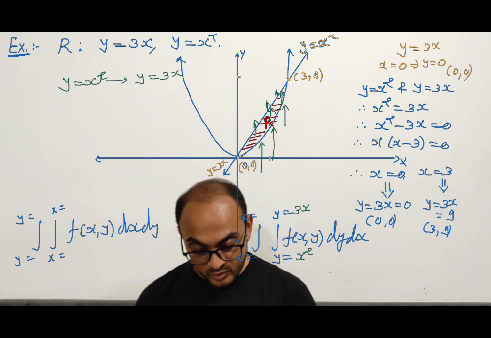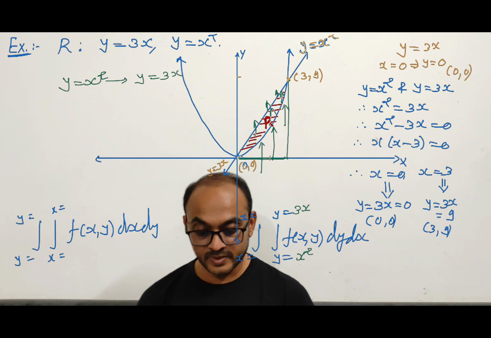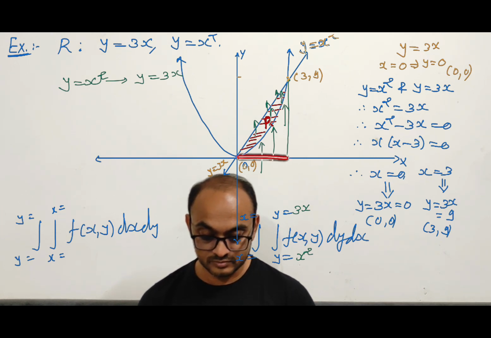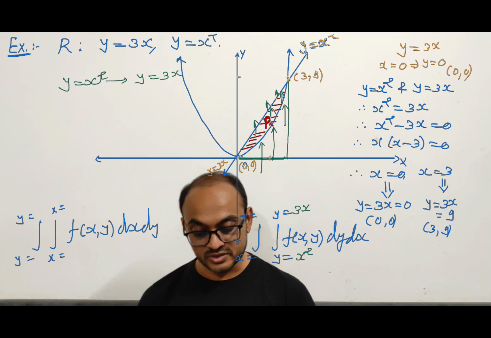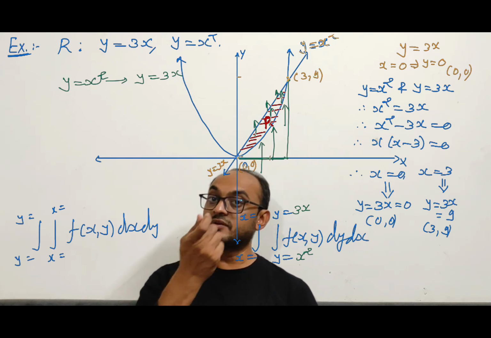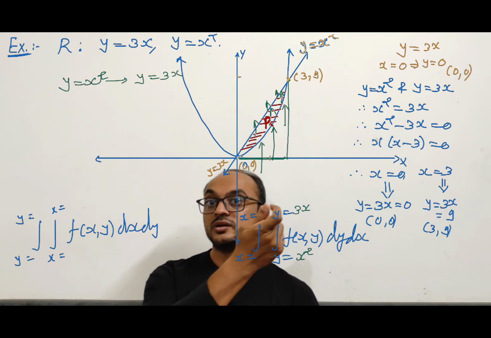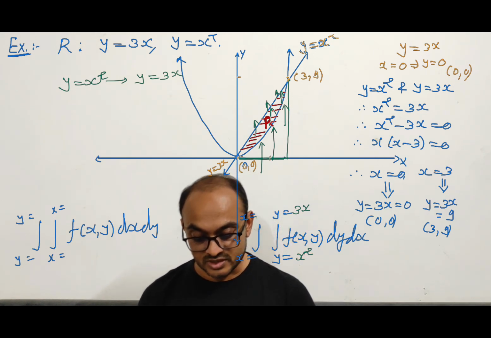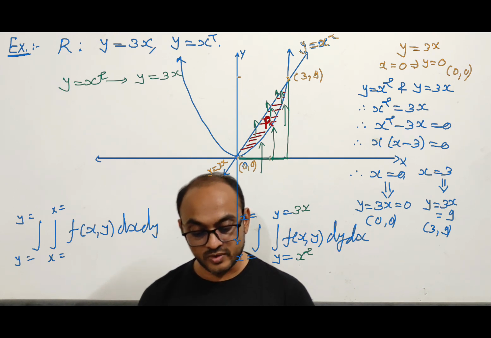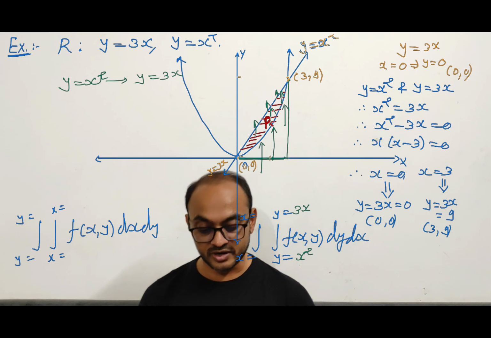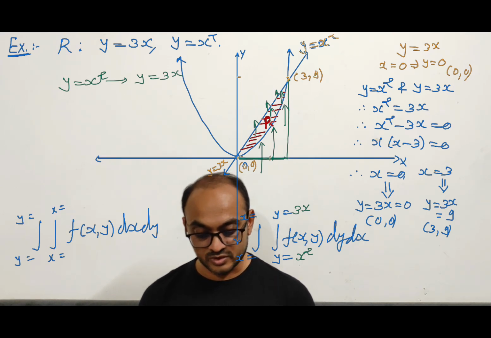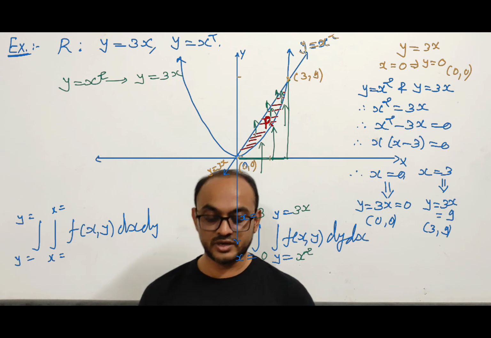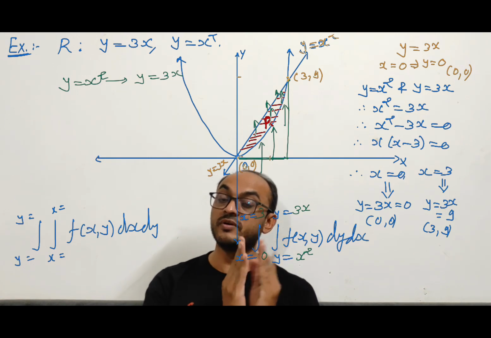Then you will observe that this much portion is covered by the region. So in this portion, the starting value is x equal to 0 and this is x equal to 3. So the left hand side point will be the lower limit, the right hand side point will be the upper limit. So x equal to 0 will be my lower limit and this will be my upper limit, which is x is equal to 0 to x is equal to 3. This is how we write the limit for the dy dx case.